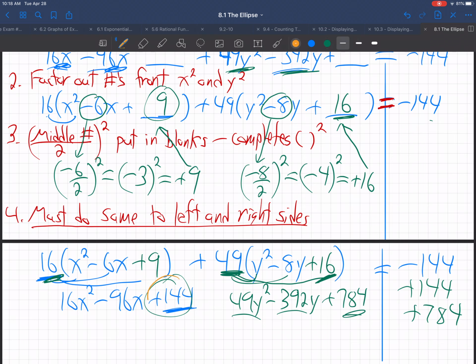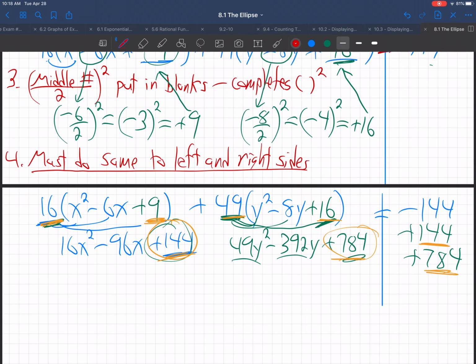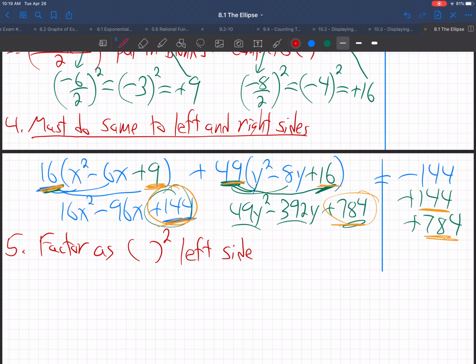So I really added 144 to the left side by adding 9 under the influence of 16 that was never there before. And by adding this 16 under the influence of 49, I really added 784. So 144 and 784 must also be added to the right side. All right. So now factor as parentheses squared the left side. So now we're there.